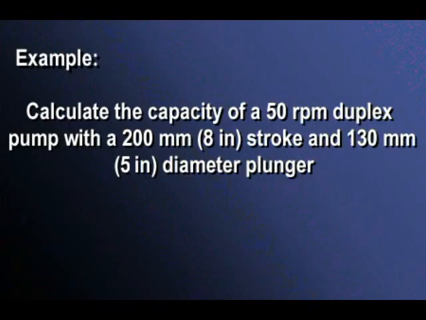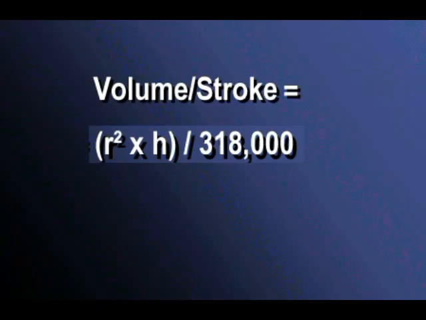Here is an example of how to calculate the capacity of a 50 RPM duplex pump with a 200 millimeter, 8-inch stroke and a 130 millimeter, 5-inch diameter plunger. The radius, r, is 1/2 the diameter. So, r equals 130 divided by 2 equals 65 millimeters. Again, volume per stroke equals r squared times h over 318,000.